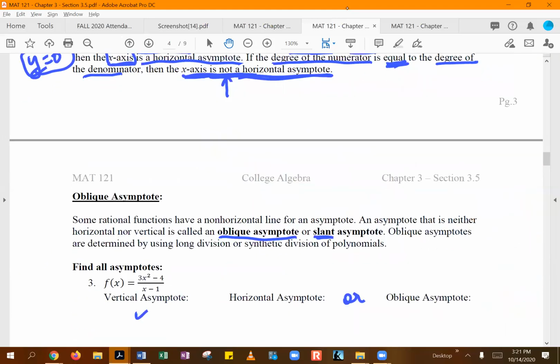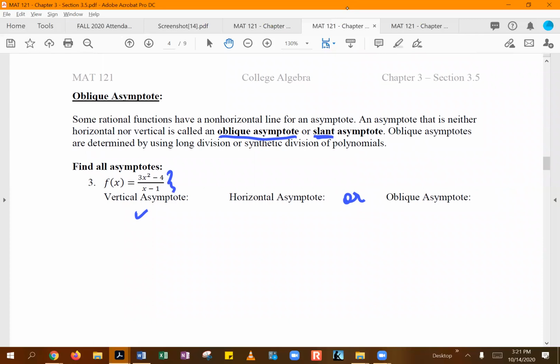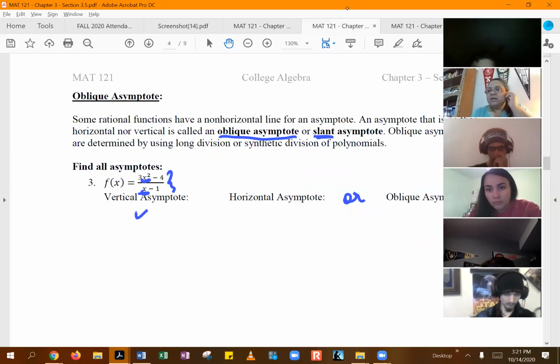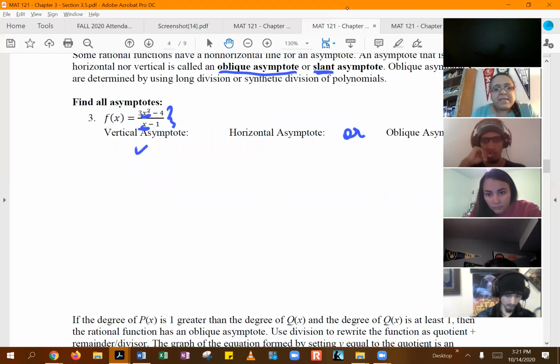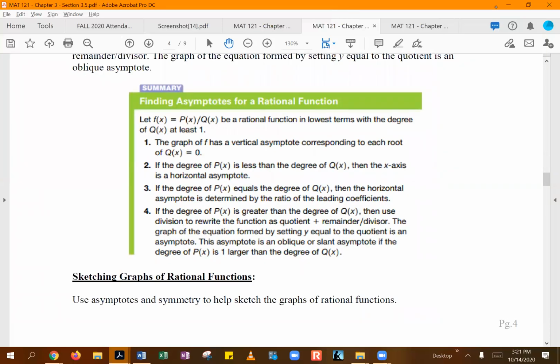The only instance where you end up with an oblique asymptote is in this case where the degree of your numerator is larger than the degree of your denominator, at least by 1 degree. So if the degree of your numerator is larger than the degree of the denominator, you have an oblique asymptote. And there's a really nice table or box over here which summarizes this.